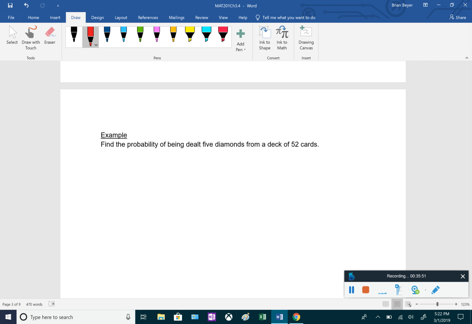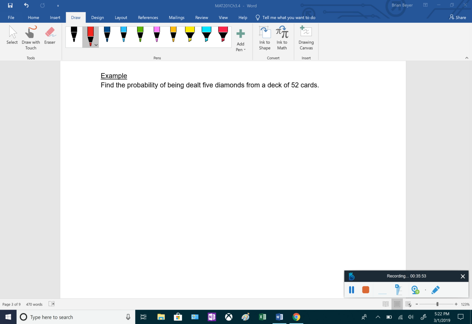Let's do one more here. Find the probability of being dealt 5 diamonds from a deck of 52 cards. Okay, so we're being dealt 5 cards. We want the probability that they are all diamonds. So it's important to note here that the order does not matter. There's no order involved in this. So if order does not matter, this is a combination.